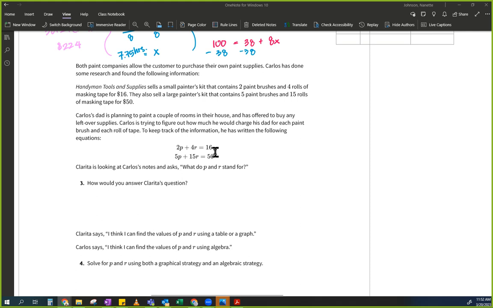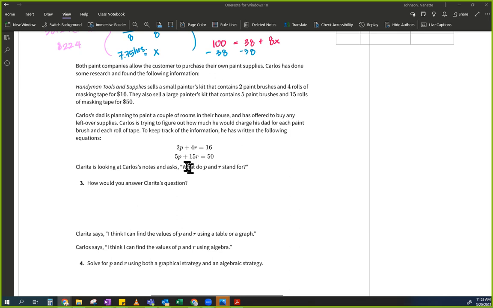Okay, so take a second. Don't just rush into the problem. What is this saying? What does the P mean? Why are they adding? Why is there 2 P's? Why is there 4 R's? Why is it equal to 16? These are the questions that, if you take the second to figure this out, help you understand the bigger picture. So don't rush into problems.